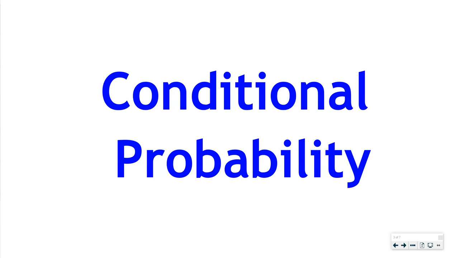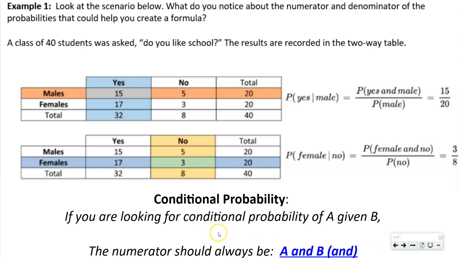So in this video today, we are going to go over conditional probability. If we look at example 1, it says, look at the scenario below. What do you notice about the numerator and denominator of the probabilities that could help you create a formula?